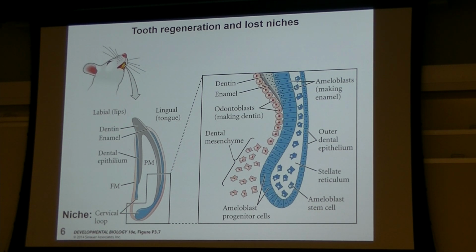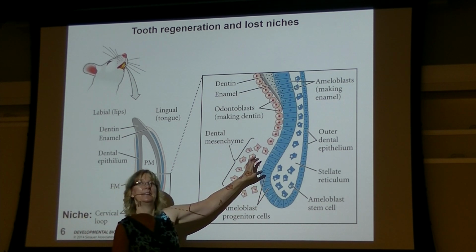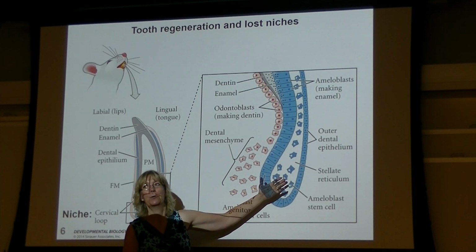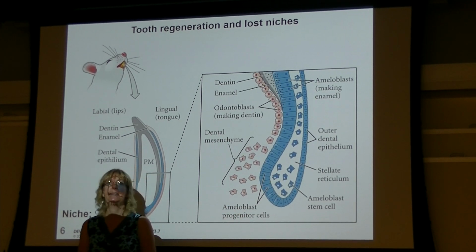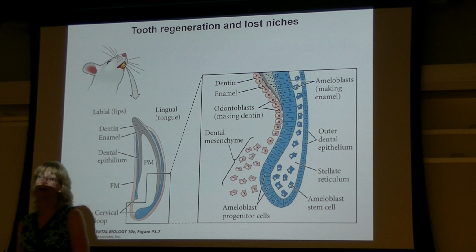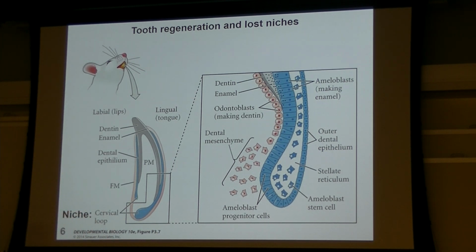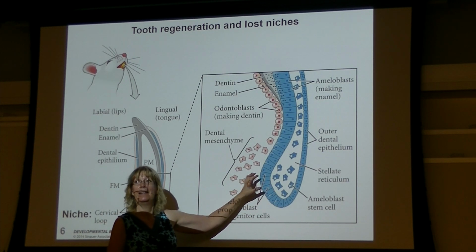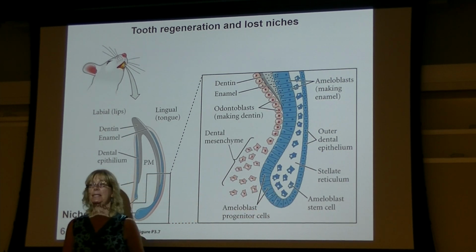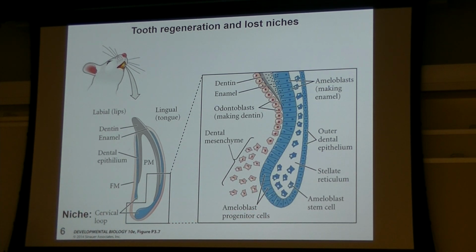And in other species, there are no stem cells active throughout the life of the organism here, and you do not get the continued growth of the teeth. So it's interesting to think about what's different in this niche area between the rodent versus something that does not have continual tooth growth.